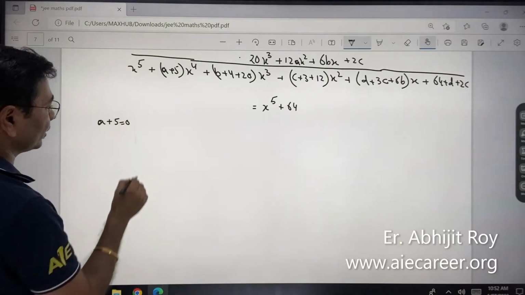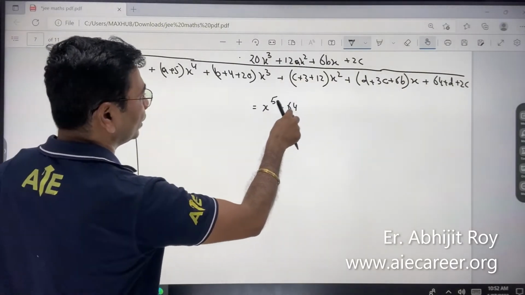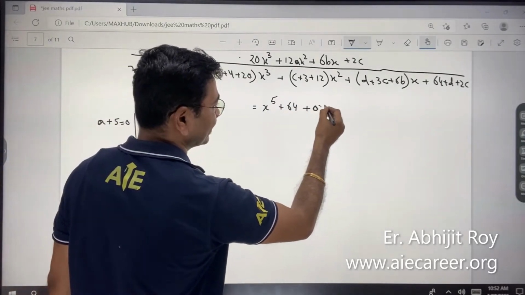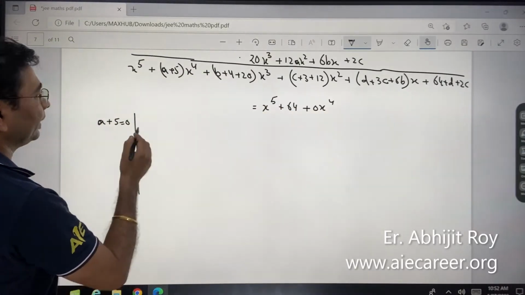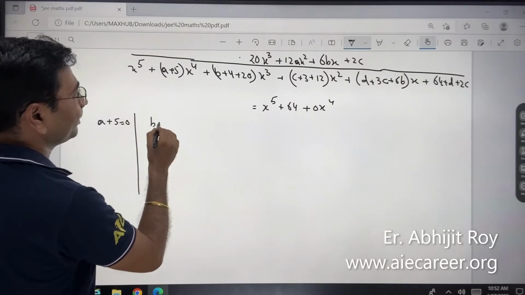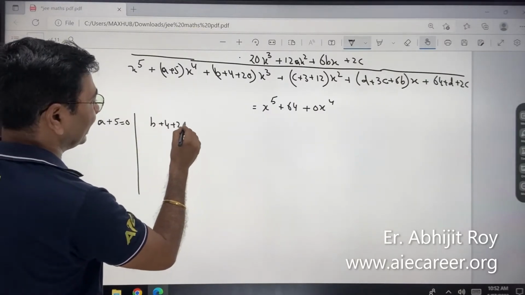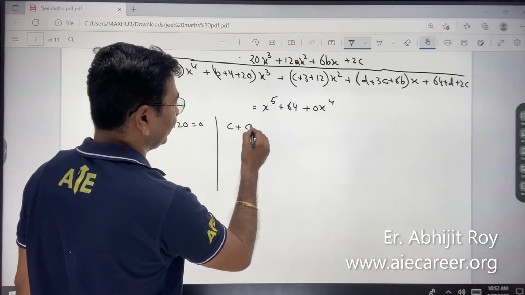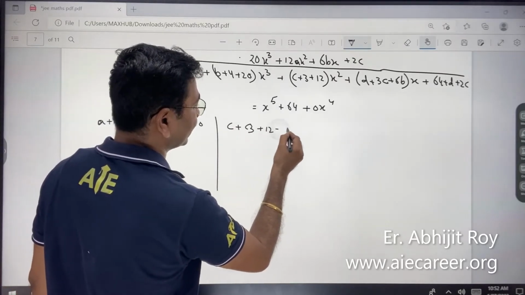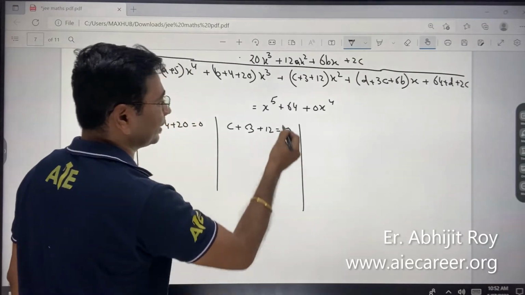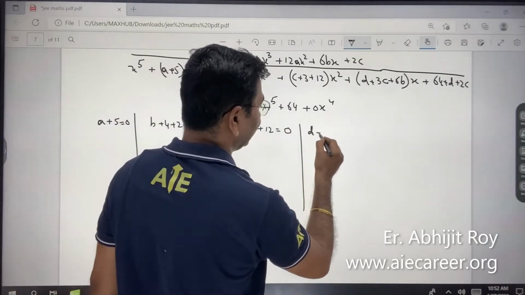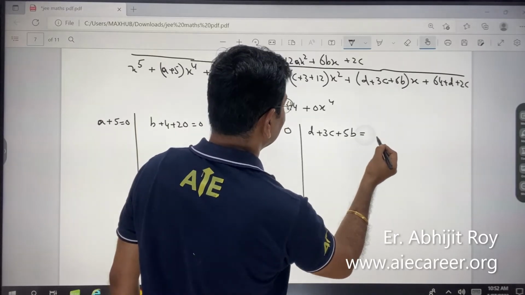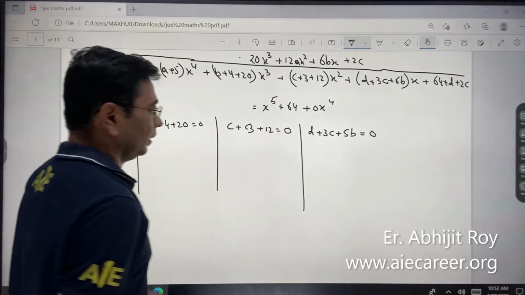to 0, because in this expression there is no x to the power 4, so that means you can write it as 0x to the power 4, and if you can compare it, in this case you have got b plus 4 plus 20, and that is again 0, and this is c plus 3 plus 12, this is again 0, because the x squared term is also not there. Then you have got d plus 3c plus your 5b, and that is equal to again 0.